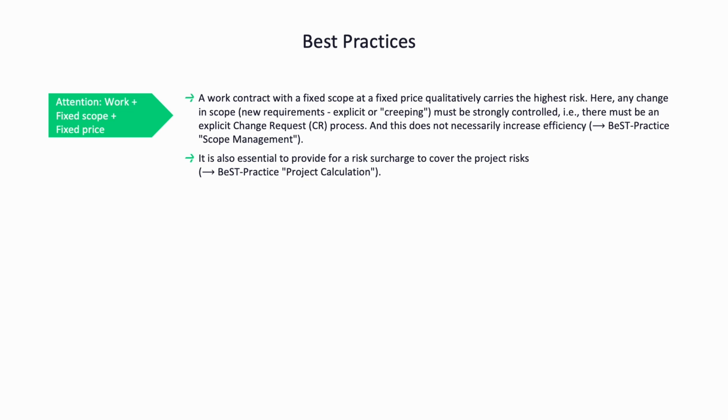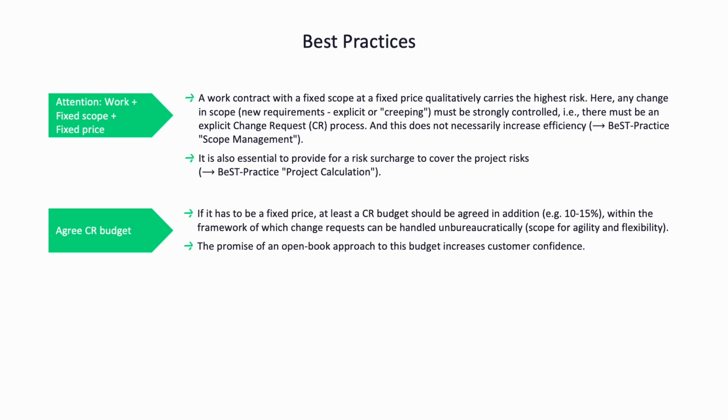It is also essential to include a risk premium to cover project risks. More on this in the best practice video on project costing. Then, agree on a CR budget. If it has to be a fixed price, at least a CR budget should also be agreed, for example 10 to 15% of the total volume. This budget can then be used to handle changes unbureaucratically, which at least provides a certain amount of freedom for agility and flexibility. And the promise to follow an open book policy with regard to this budget increases the customer's trust and is quite often a minimum prerequisite for him to get involved at all.